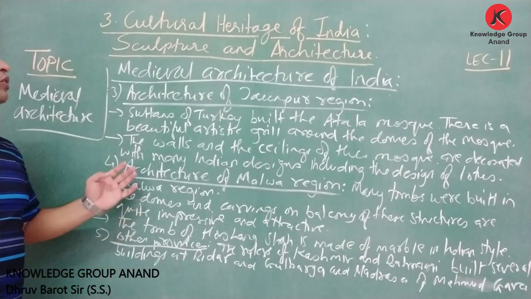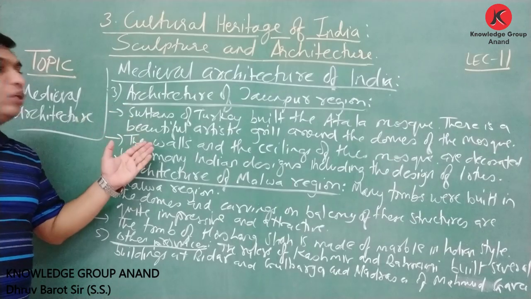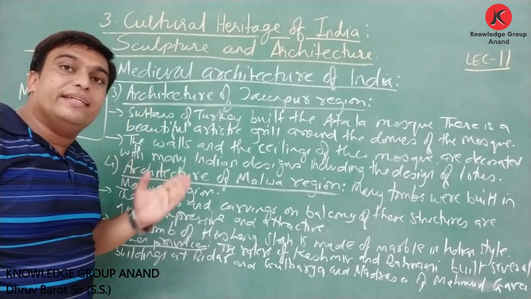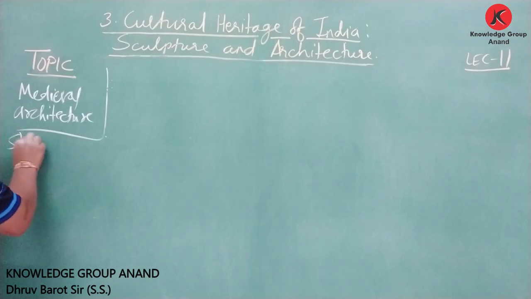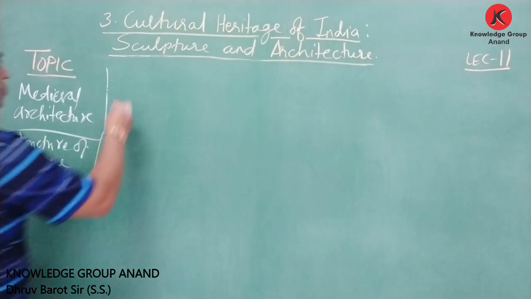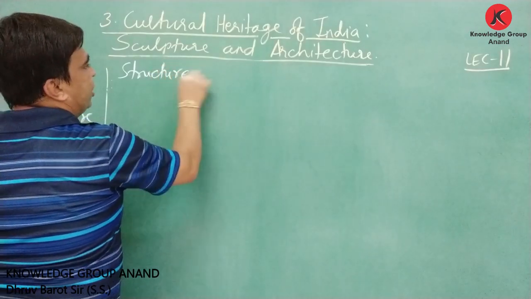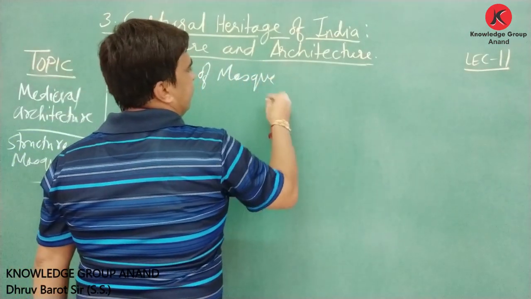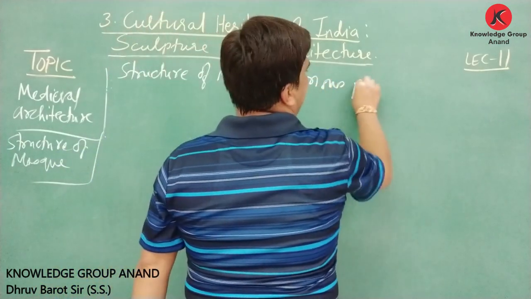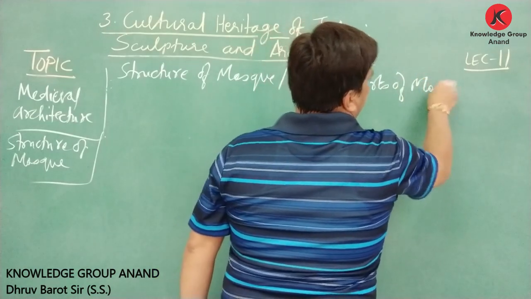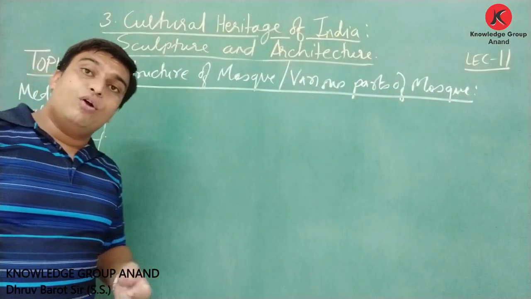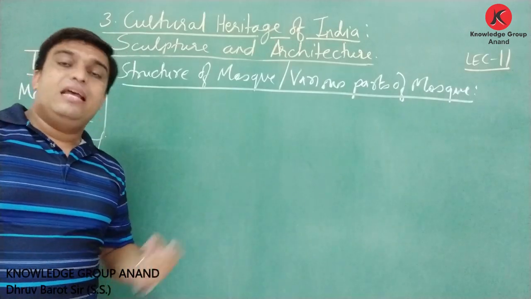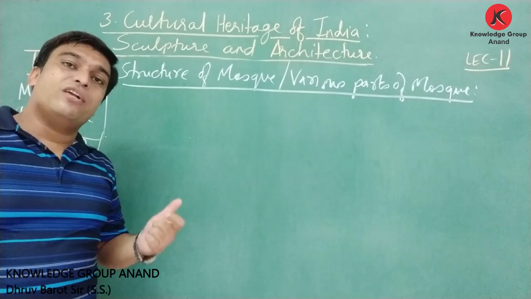So friends, this was the information about the medieval architecture work of India. Now let us understand about the various parts of the mosque. Friends, in the previous lectures we discussed about the various parts of stupas, various parts of temples, and now here we are learning about the various parts of mosque.